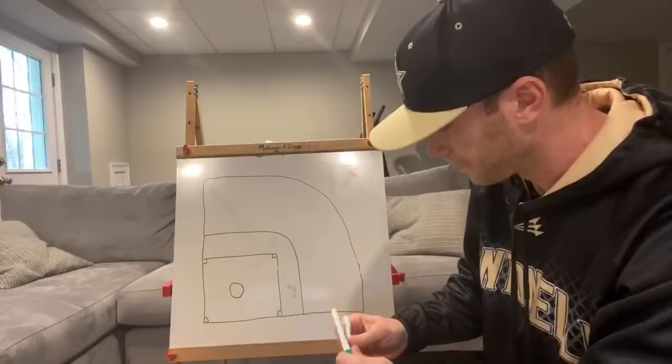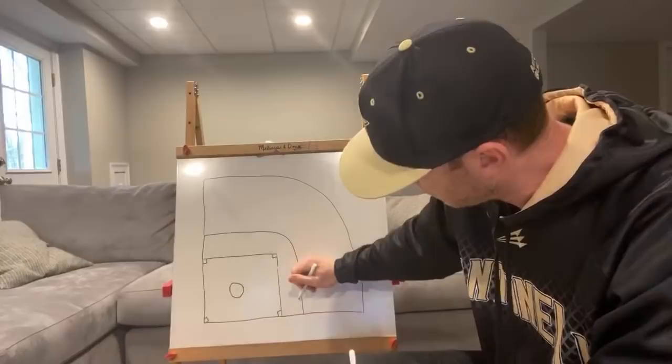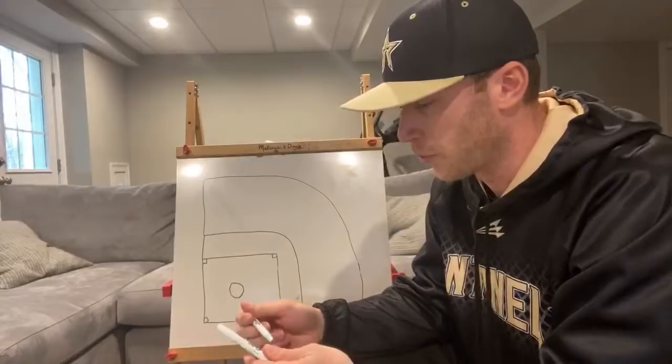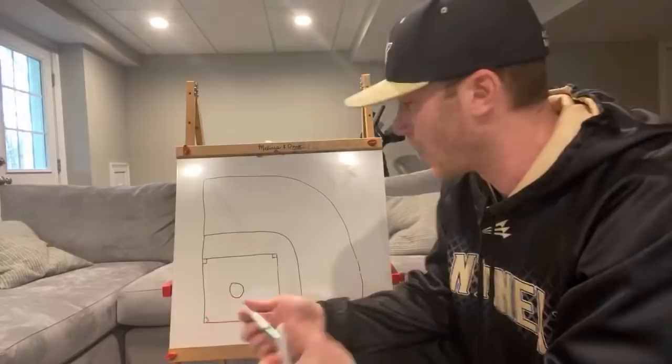So now we've got the first baseman. Let's just put him over here for now, okay? We got a righty up. There you go. Okay, second base. Now, for both middle infielders, this is important because I get this question all the time. Where do I stand? Where do I go when there's nobody on? Well, this is an easy way to remember it, okay?